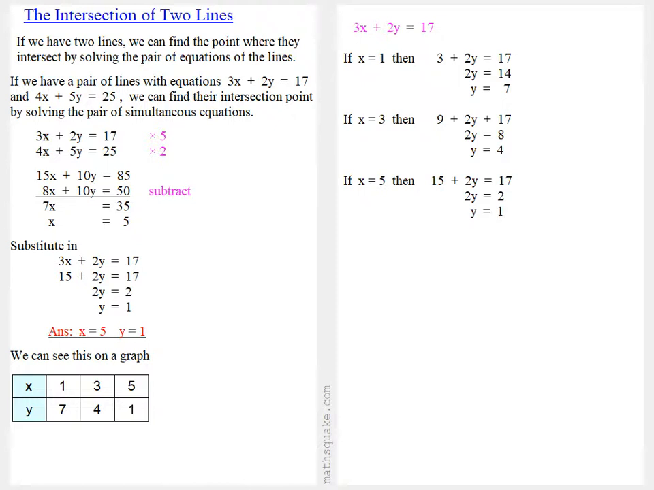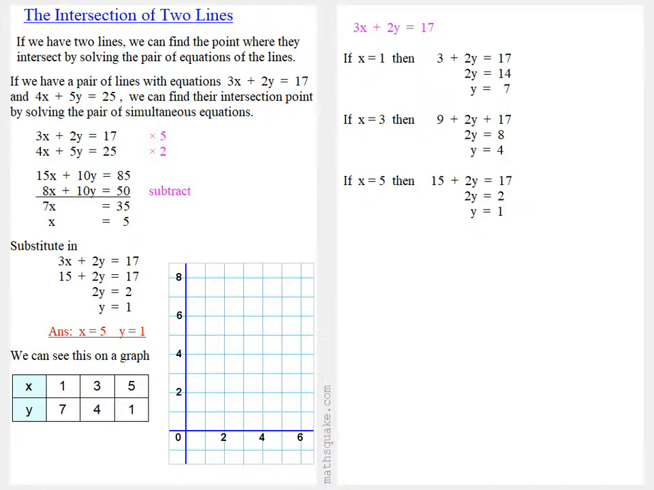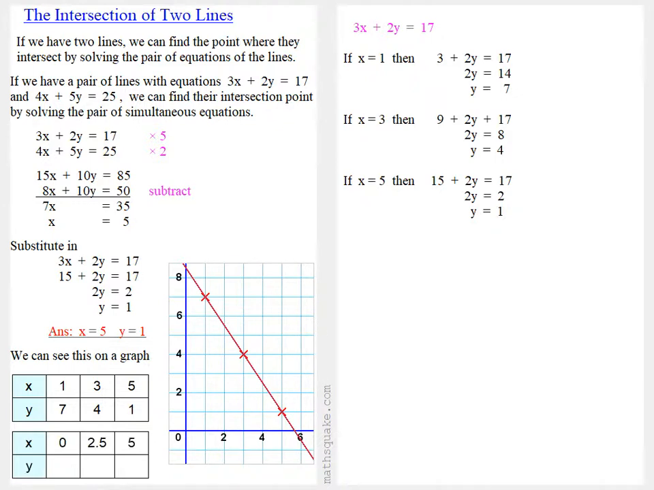We can plot those points on a graph and join with a straight line. Now if we draw a table for the second equation, again we have two rows, x and y. I've chosen values 0, 2.5 and 5.